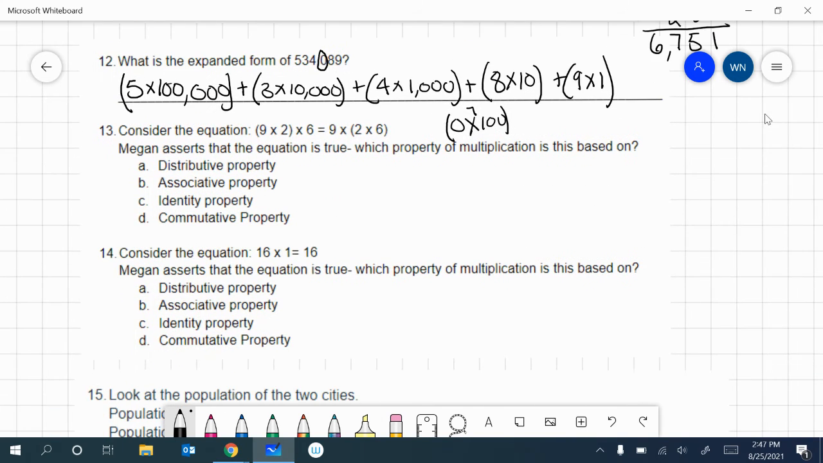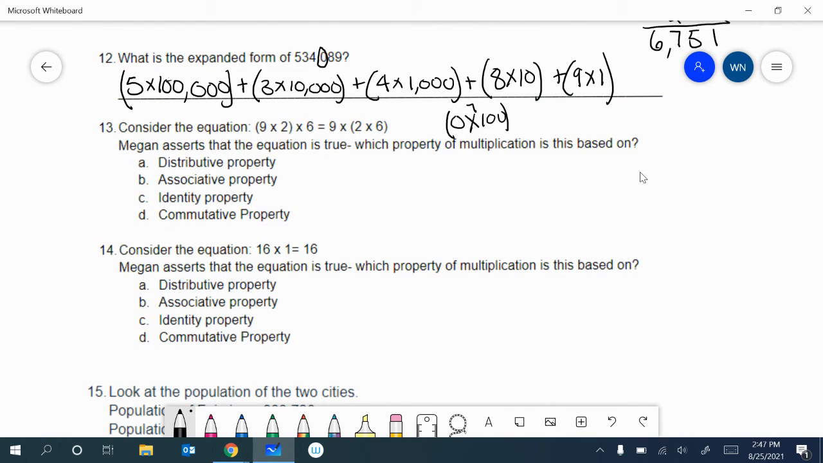All right, number 13, consider the equation. 9 times 2 in parentheses times 6 equals 9 times 2 times 6 in parentheses. Megan asserts that the equation is true. Which property of multiplication is this based on? So if I see I've got the 9 and the 2 together here, but the 2 and the 6 together here. So it's leaving out the 6 and it's leaving out the 9.